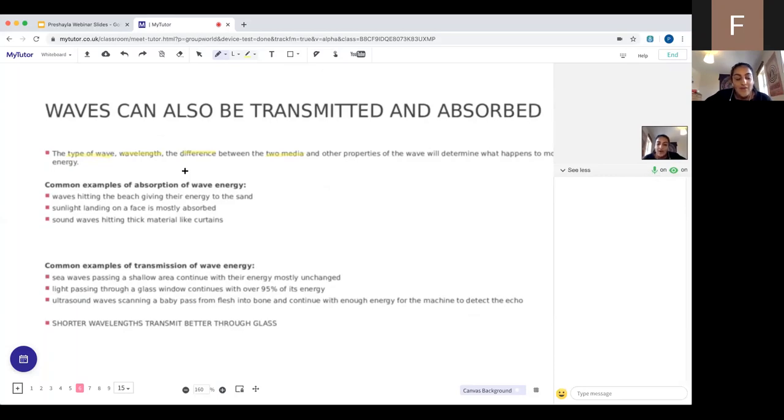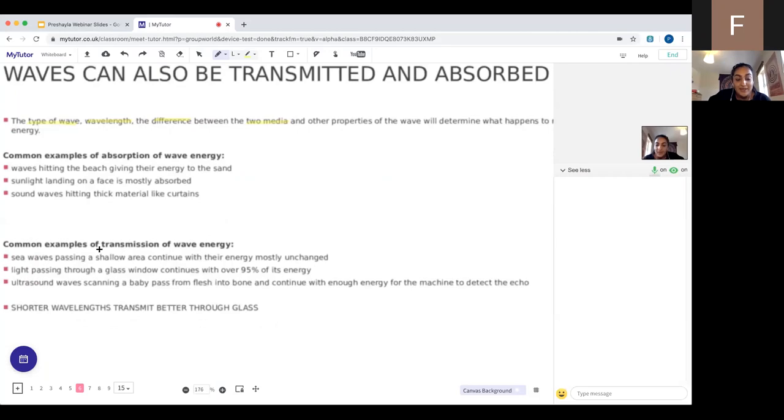Okay, and then some examples of the transmission of energy. Well, the transmission of energy can happen in sea waves passing a shallow area. So they could just continue to wave in a shallow area. Light passing through a glass window. So the whole purpose of a window is to transmit light, right? The whole purpose of a window is to allow light to come through. So that's an example of transmission.